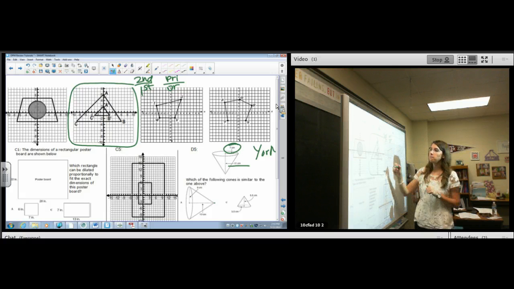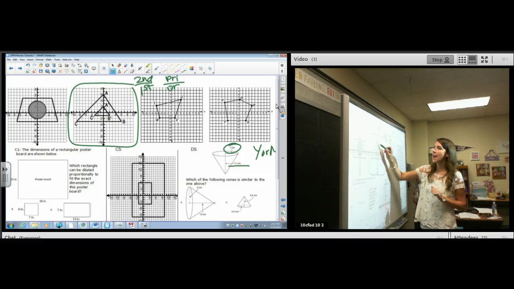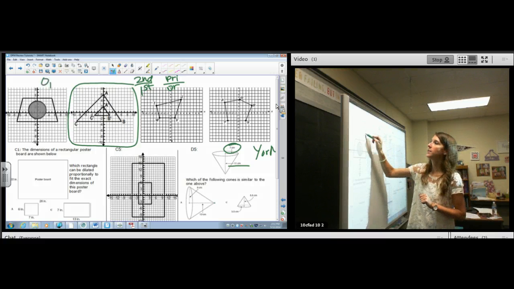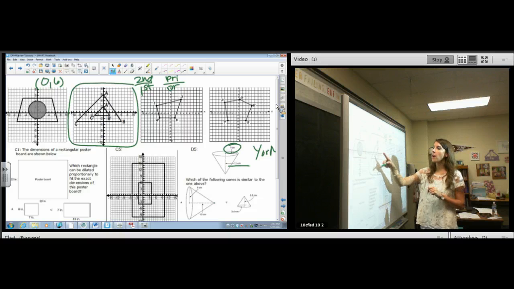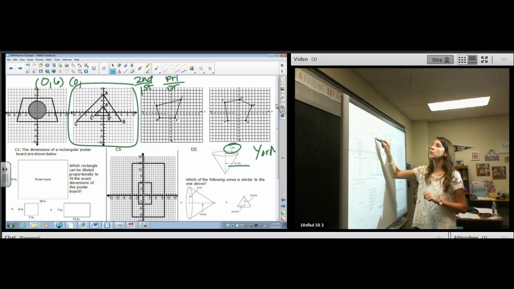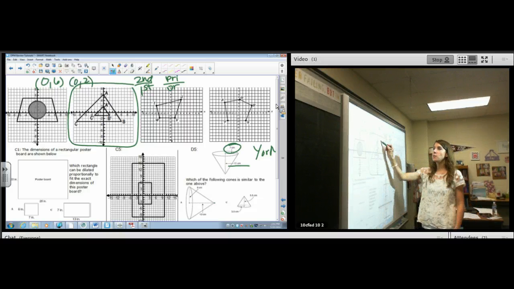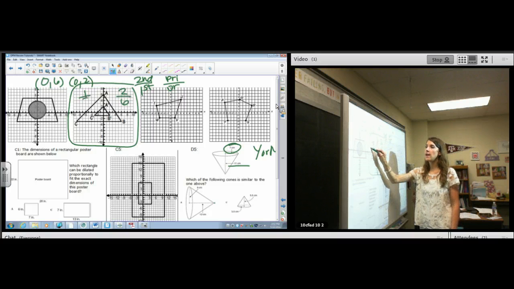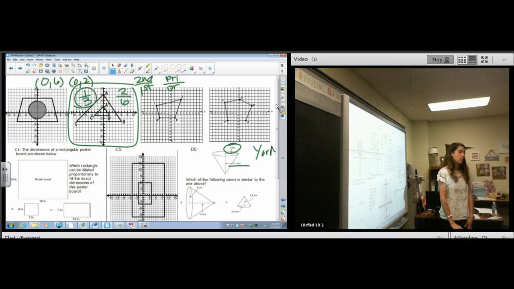So on this one, let's see, what are the coordinates of A? 0, 6. What are the coordinates of A prime? 0, 2. So what's the scale factor? You put 2 over 6, and you find out that the scale factor is 1/3.